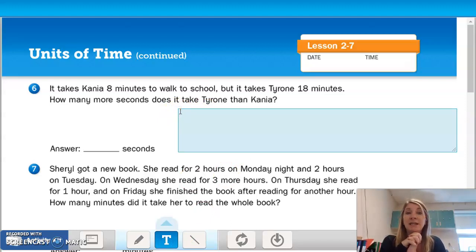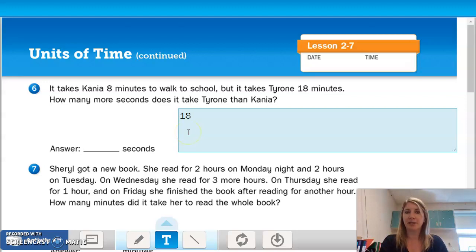It takes Kania 8 minutes to walk to school, but it takes Tyrone 18 minutes. How many more seconds does it take Tyrone than Kania? Well, I can see Kania's amount. I can see Tyrone's amount. I can see I want to go how many more, not together, how many more, but I also see seconds, and these were in minutes. So I'll wait on that. We're going to do that as second step. First step, I'm going to find out how much longer it takes Tyrone than Kania.